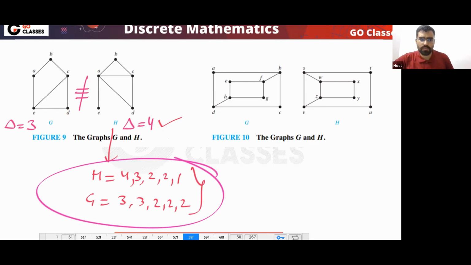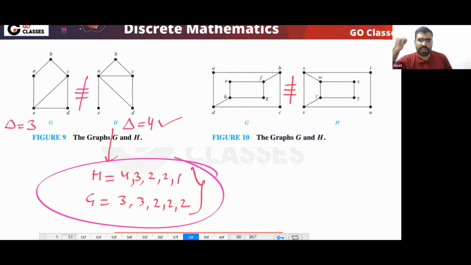What about these two, graphs G and H on your screen? Are they isomorphic? They are not isomorphic. What is the reason? See, the maximum degree is the same in both graphs. The degree sequence is also the same. The number of vertices is also the same. The number of edges is also the same. So what is different?